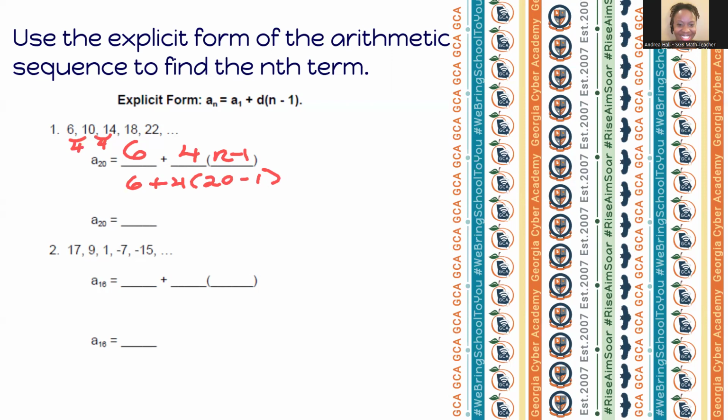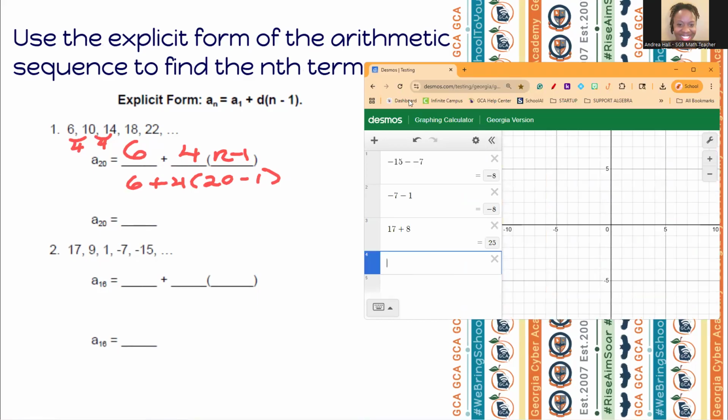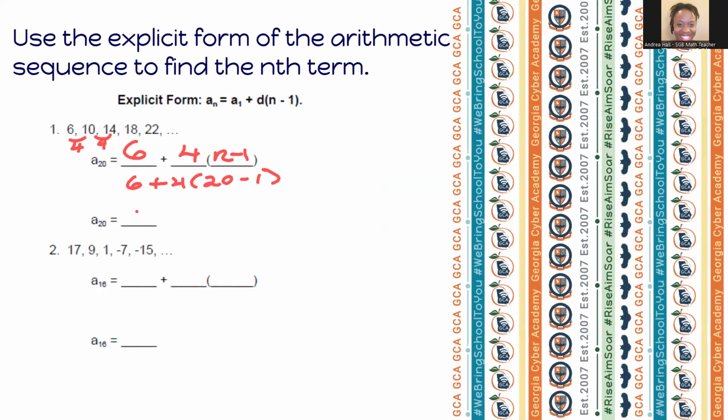All right, so let me grab my calculator and put that in there. I'm going to say 6 plus 4, parentheses, 20 minus 1, close parentheses. Make sure I put that in there, right? First term plus common difference times n minus 1. The 20th term, so I plug in 20 for n. My final answer is 82.